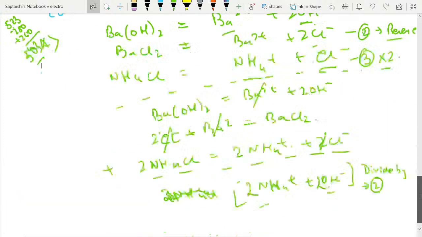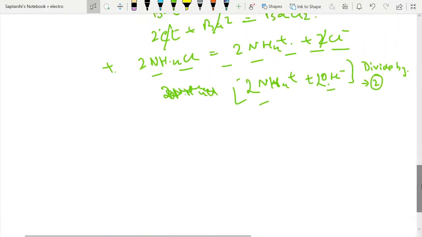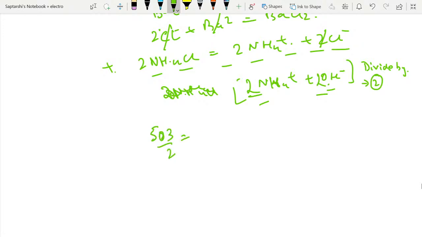So in the end, as you saw, we actually have to divide by 2 because we have 2 in front of the stoichiometry. So this will actually be 503 by 2. That will be somewhere equal to 250, right? So our answer should be around 250, and the answer that is given is 251.44. So we actually did some approximations with the decimal places. So actually we got the right answer, right?